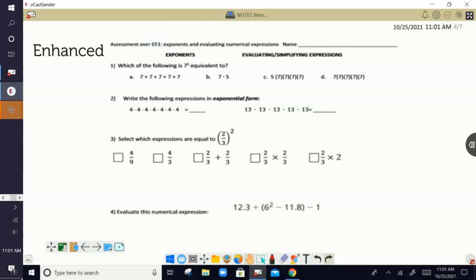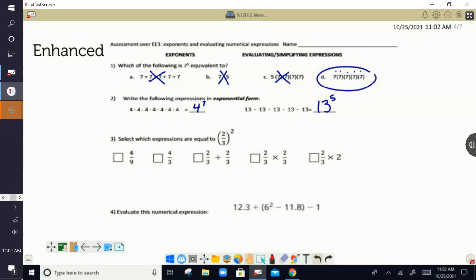We see 7 to the 5th power, and 7 to the 5th power means I have 5 7s. 1, 2, 3, 4, 5. 5 7s that are multiplied together. So we're not adding 5 7s, and we're not multiplying by 5. So 5 7s multiplied together. We apply that knowledge to number 2, where we see there are 7 4s, so 4 to the 7th power. And there are 5 13s, so 13 to the 5th power. Let's take a look at number 3.